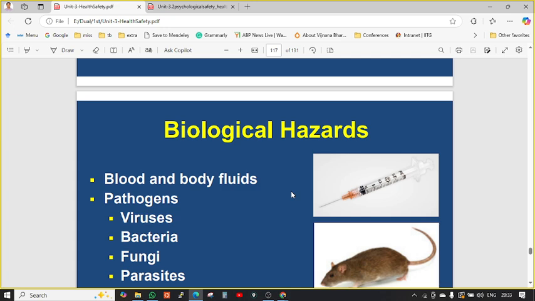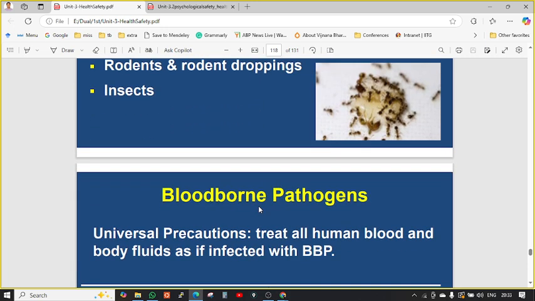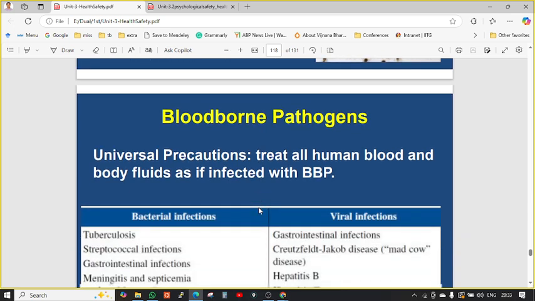Like in 2020 you have seen COVID-19, which is a most dangerous biological hazard. So all people should maintain 2 feet distance using proper PPEs, that is gloves or face masks. There should be different rules and regulations that must be obeyed in order to avoid these kinds of biological hazards.